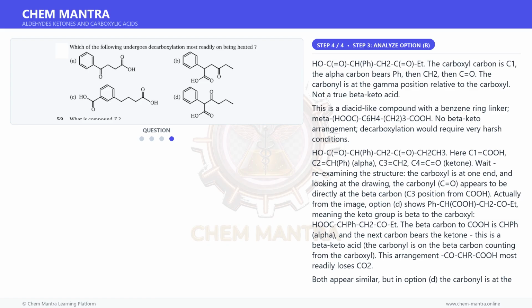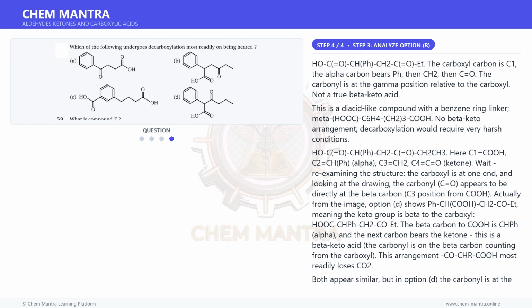This is a beta-keto acid. The carbonyl is on the beta carbon counting from the carboxyl. This arrangement, CO-CHR-CO2H, most readily loses CO2. Both appear similar, but in option D, the carbonyl is at the beta position directly. C=O is on C3, which is beta to the carboxyl carbon C1, with C2 being the alpha carbon bearing Ph. In option B, the arrangement places the ketone further away.